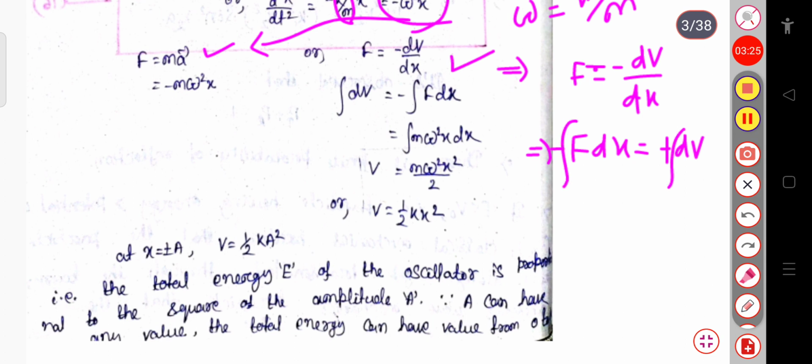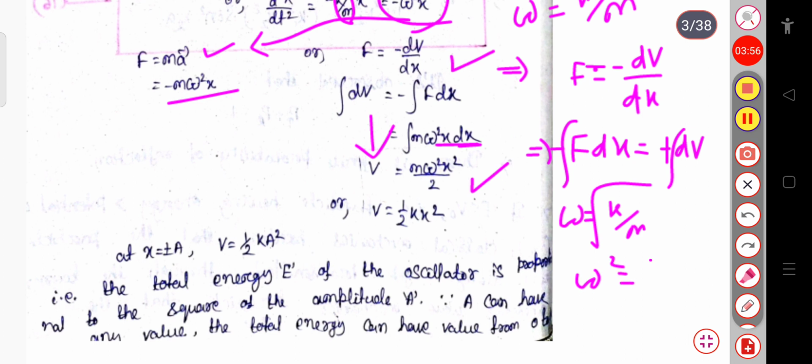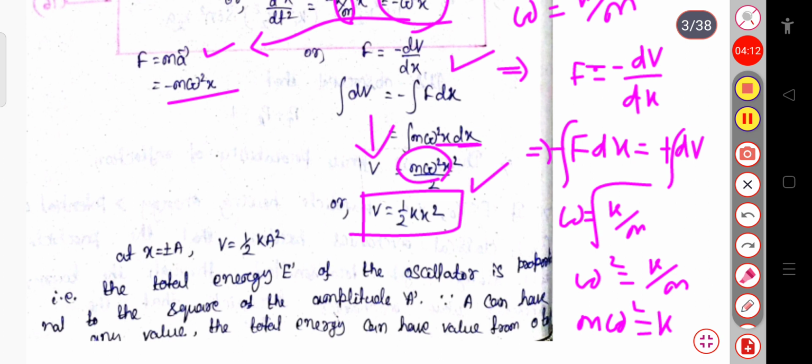Now if I integrate both sides, the value of F is minus m omega square x, so minus into minus becomes plus, and the integral of m omega square x dx equals m omega square, which is constant, times x square by 2, and you know the integration of dV is V. Also since omega equals the square root of k by m, omega square equals k by m, so m into omega square equals k. So in place of m omega square this will be k, and we get 1 by 2 into k x square. So this is our expression for the potential energy, that is V equal to half k x square.